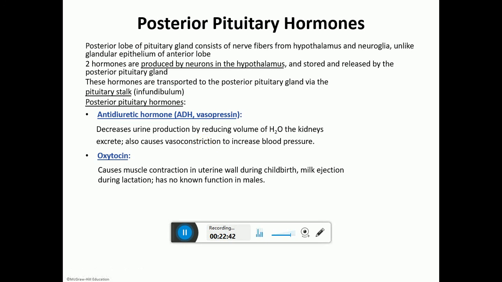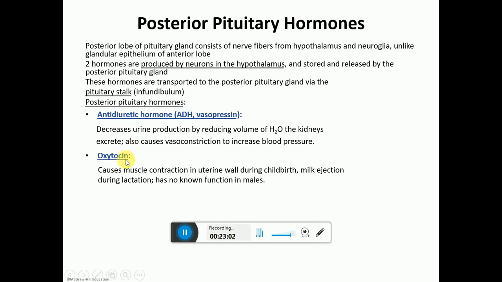Antidiuretic hormone, the old name for it is vasopressin, which means to press the blood vessels, to vasoconstrict the blood vessels. And from its action, that hormone is usually released if somebody is dehydrated or loses huge amounts of blood.